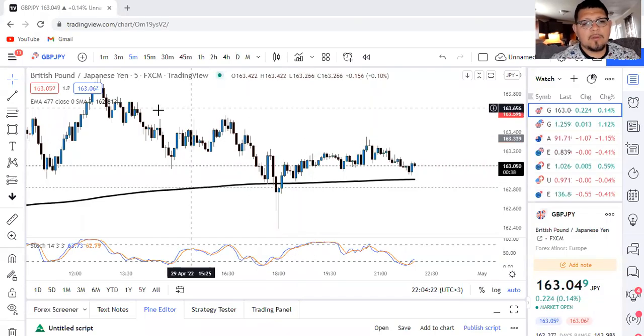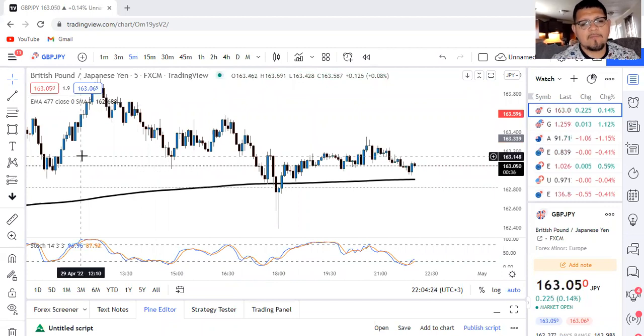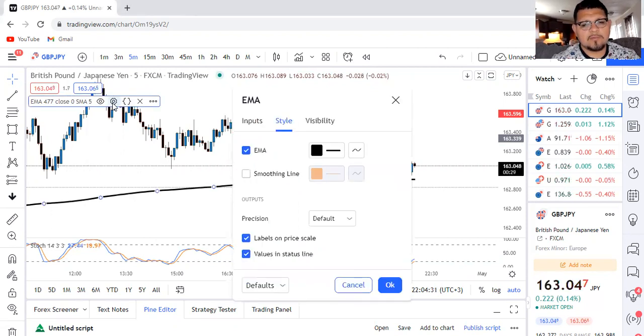All right, guys. So right here, as we can see, we have GBP JPY. What do I have on here? I have a 477 exponential moving average. TradingView has something where they added an SMA on there. I really don't know what it is, but this works on phone and on PC, of course. For those that are on the go, phone trading, this strategy works. You'll be able to identify these setups.